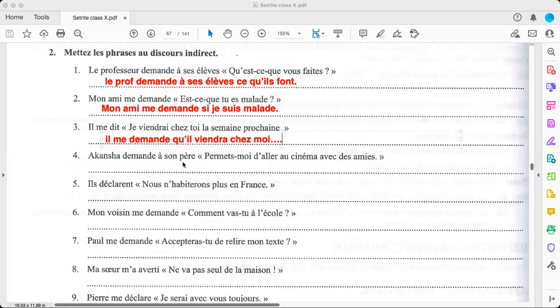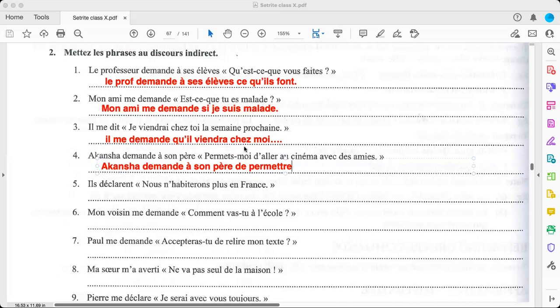Next is Akanksha demande à son père, permets-moi d'aller au cinéma avec des amis. Akanksha demande à son père. Now you will check what kind of sentence it is. This one is imperative because there is no subject. So for imperative, we add the, and permettre is the verb. After the, you will put the infinitive form. Permettre. Now check what this moi is. Moi is COD or COI here. It is COI because we say permit something to someone. So this one is COI.